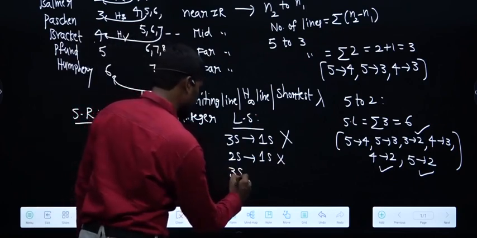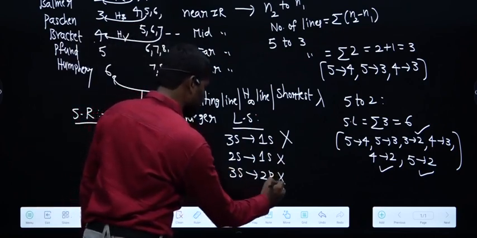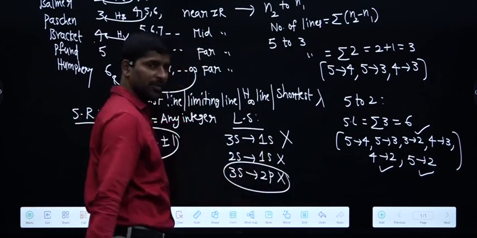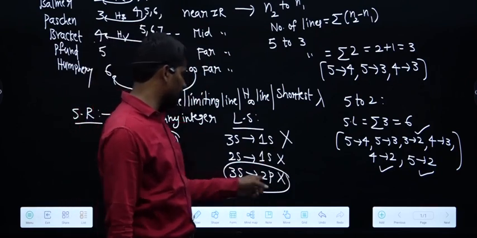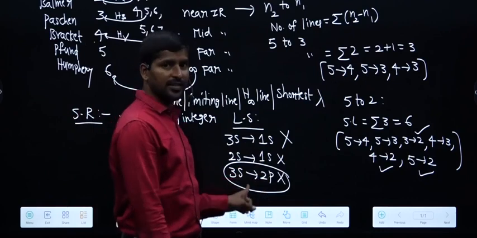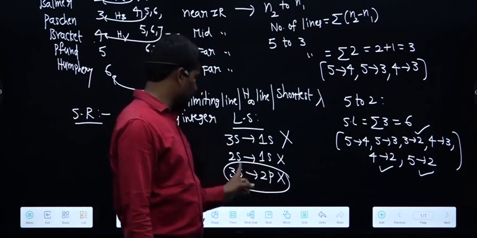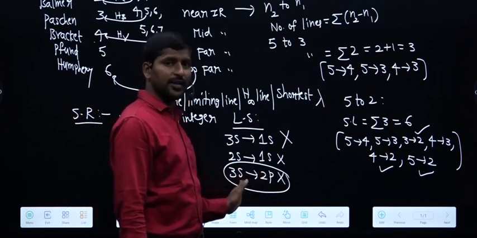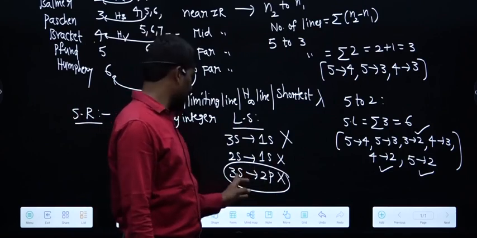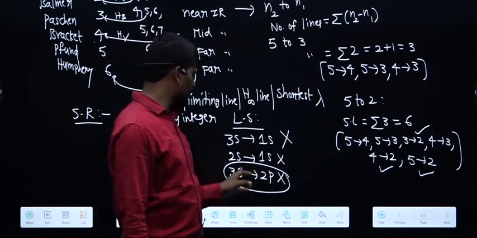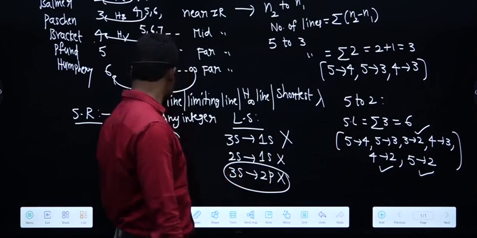If you take, for example, 3s to 2p, does it correspond to Lyman series or not? It does not correspond to Lyman series, but does it follow the selection rule or not? Yes, it follows the selection rule. It is not observed under Lyman series and it is observed under Balmer series. Delta L is 1 minus 0, that is 1, plus 1, so that is allowed.